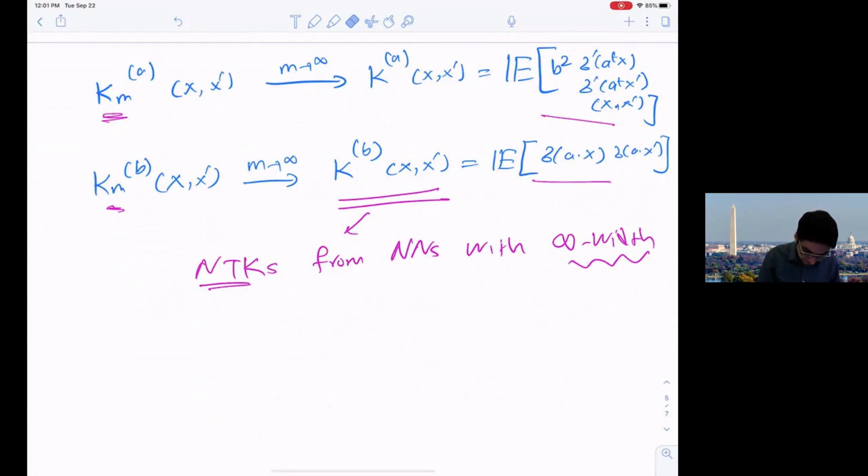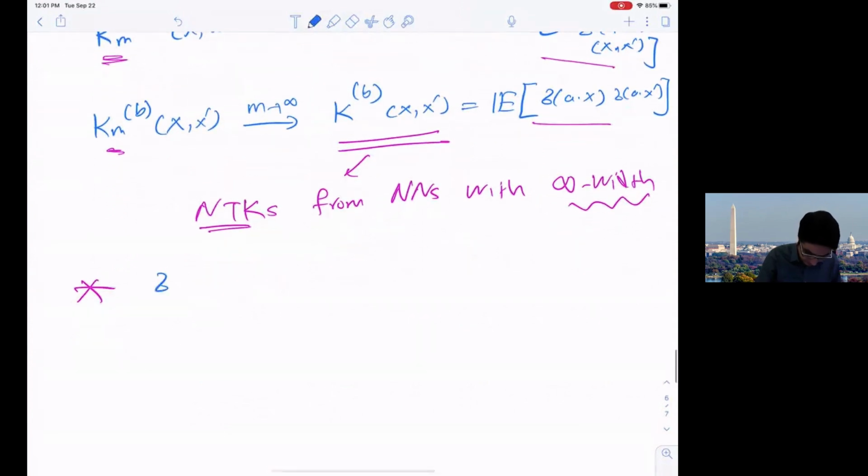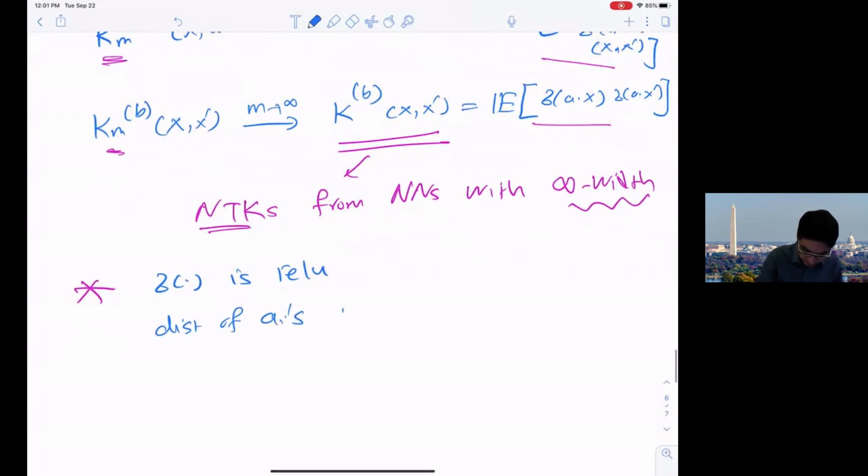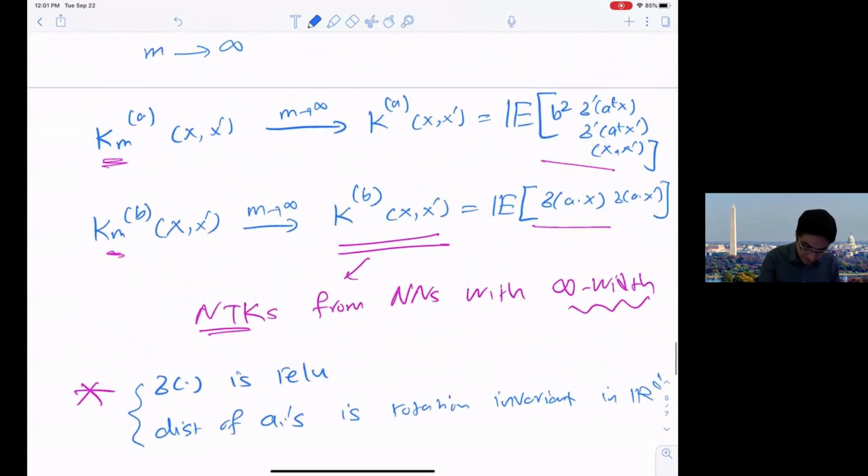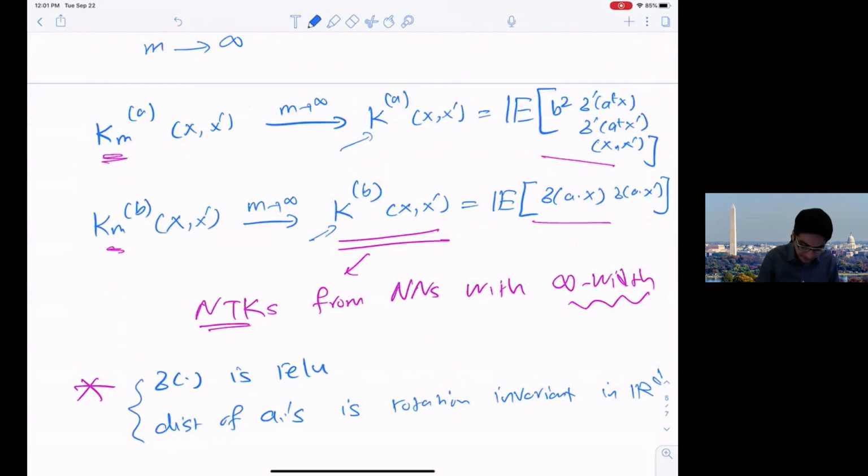For instance, suppose, let's say my activation is ReLU, and let's say the distribution of the a_i's, these are vectors, is rotation invariant, like a Gaussian with identity covariance. It's a pretty general distribution that you use to generate your initialization weights. In that case, I can further simplify these limiting NTKs.